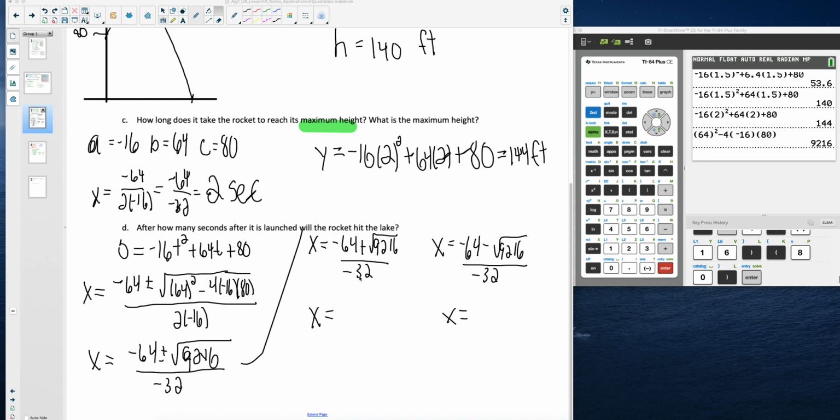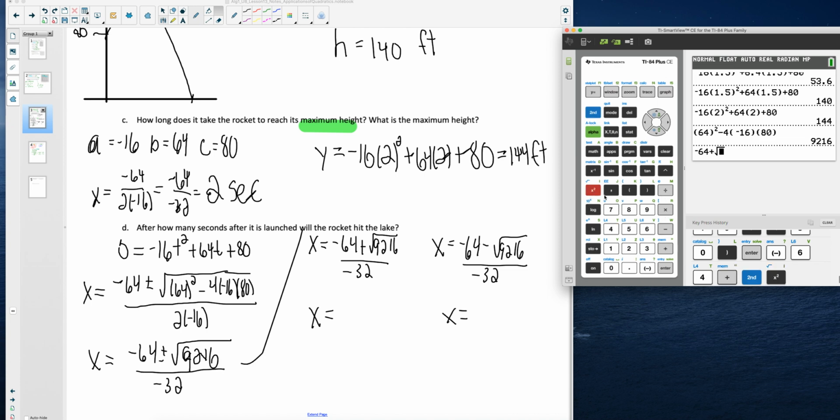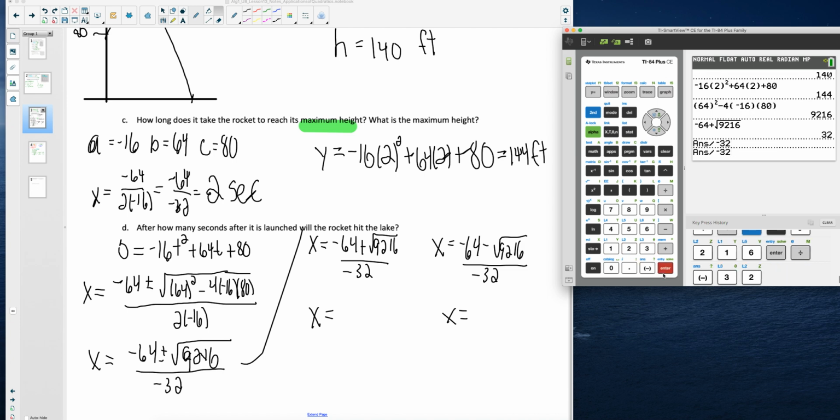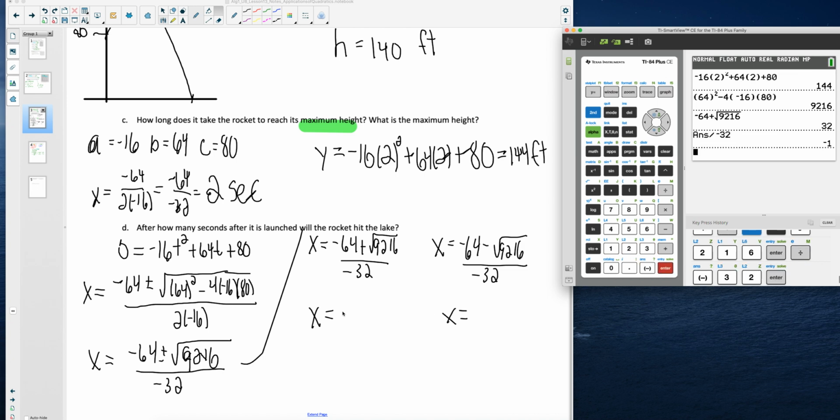Now we want to get our answer, so we go to our calculator. Negative 64 plus the square root of 9216 equals, and I'm going to divide that by negative 32. And I get negative 1. Now here's the issue: we started at time equals 0. So we got negative 1, which if we were just solving, is a great answer, but in the context of our problem, it doesn't really make sense.